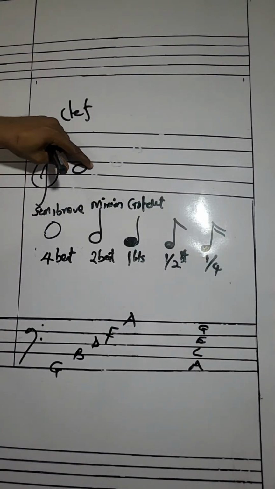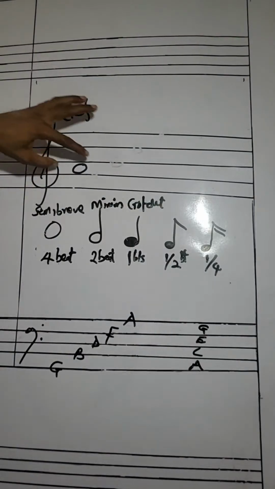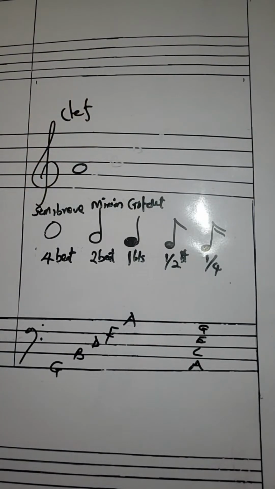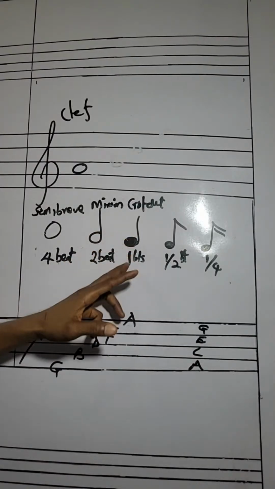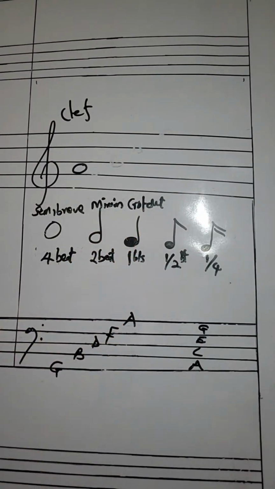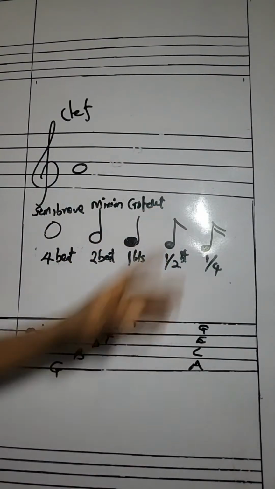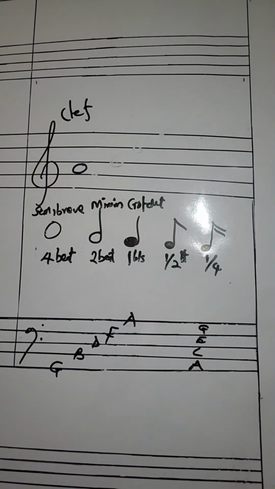So anytime you see a semibreve, you should know that your semibreve equals 4 counts in a common time signature. In a common time signature, please. I know why I'm using the word common time signature. Now, your minim equals 2 counts. Your crotchet equals 1 count. Your quaver is half, and the semiquaver is a quarter. So these are the values of the notes.